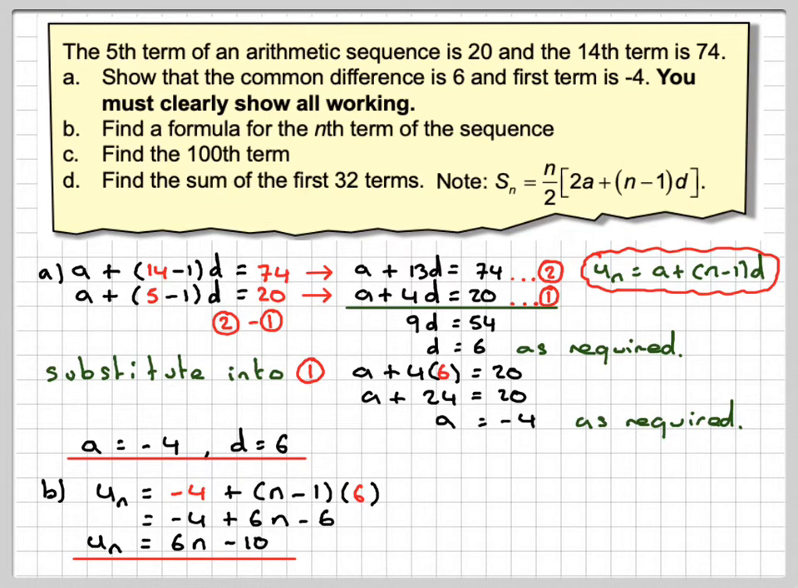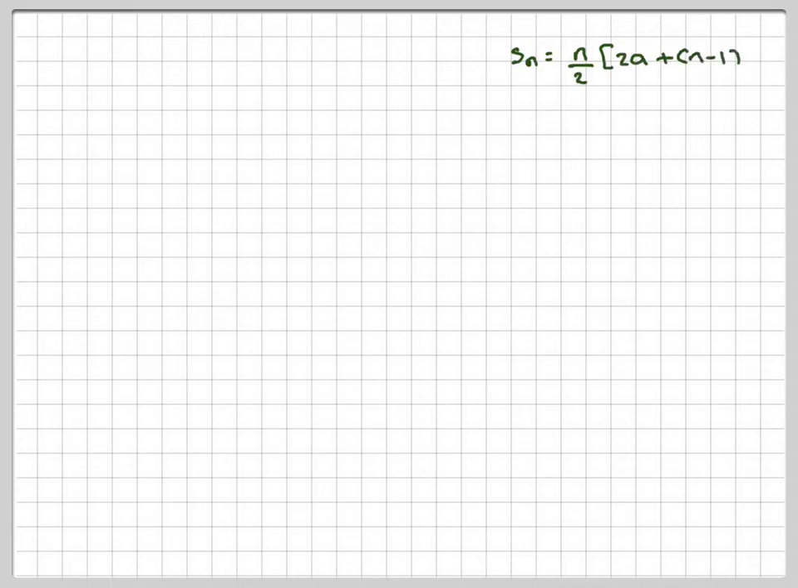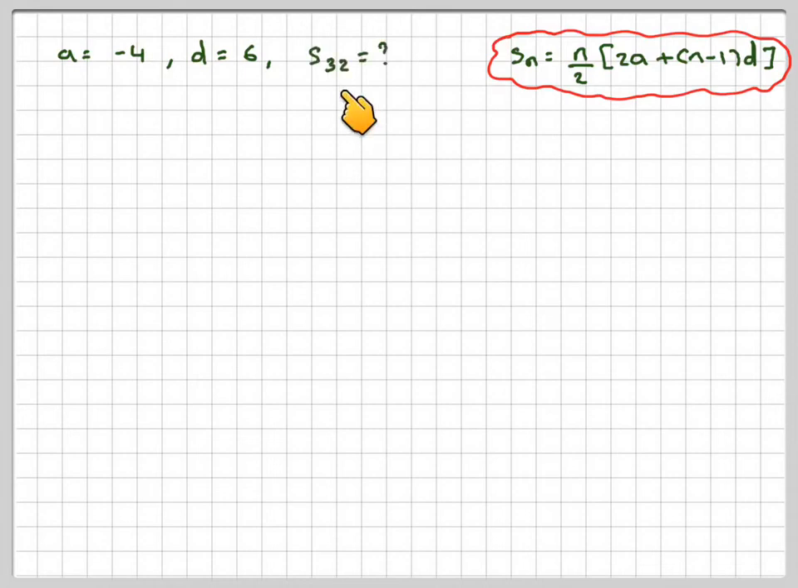Now we find the 100th term, which means we need to find the U100. So we put 100 into this formula, which is 6 times 100 minus 10, which is 600 minus 10, which gives me 590. Right, in order to find the sum of the first 32 terms, that's the formula which is given. A is -4, D is 6. We want the sum of the first 32 terms, which means that n is 32.